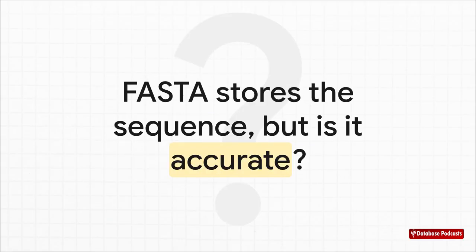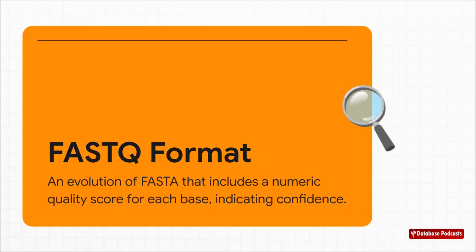Okay, so FASTA gives us the sequence. Great, but that leads to an even more critical question. When a sequencer reads a base, let's say a G, how confident are we that it's actually a G and not just a machine error? How do we store the accuracy of the data itself? Well, FASTA has no answer for this at all. And this is the exact problem that the FASTQ format was designed to solve. It's the next step in the evolution.